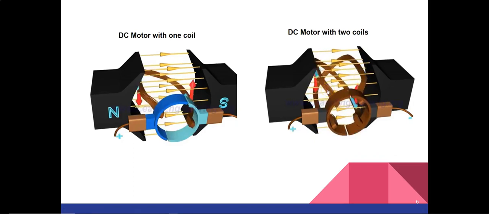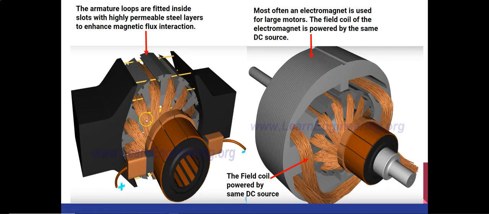These conducting wires, or we can say the coil, are made up of iron, copper, or aluminum. Now let's see next. You can see in this picture that multiple armature coils are used, and they are fitted inside the highly permeable steel layers, and this steel layer is used to enhance the magnetic flux interaction.